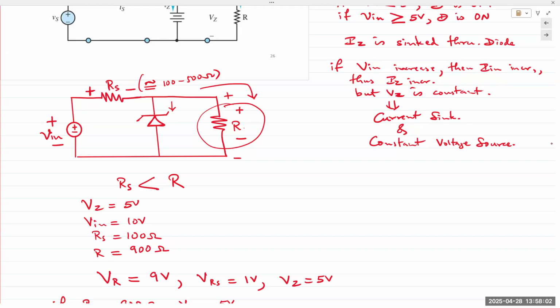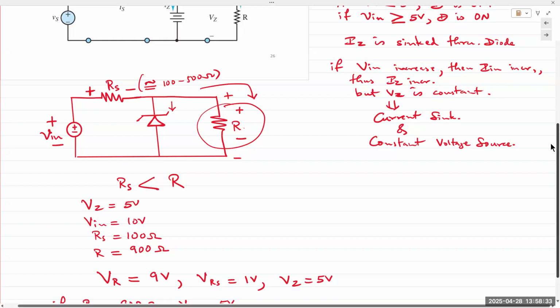Does that make sense? Again, RS and R are creating a voltage divider network. And because they're creating a voltage divider network, the Zener diode depends on voltage at the output to turn on. If the load resistor is small compared to the series resistance, a smaller voltage will drop across the Zener diode. The Zener diode will not turn on, and your circuit would not work.